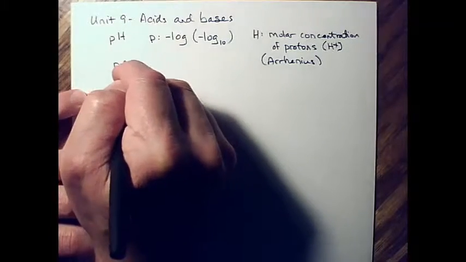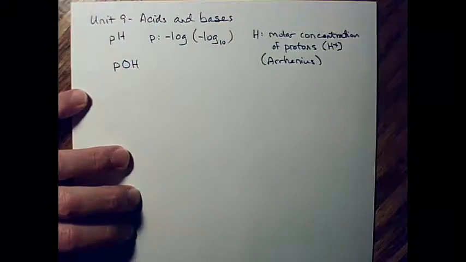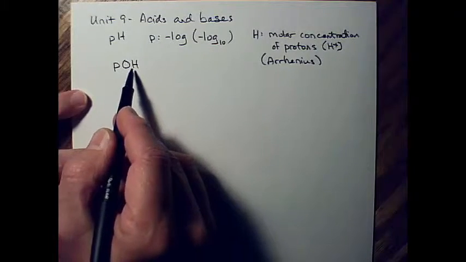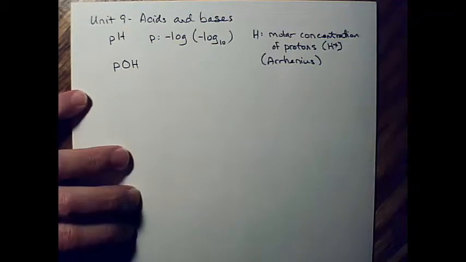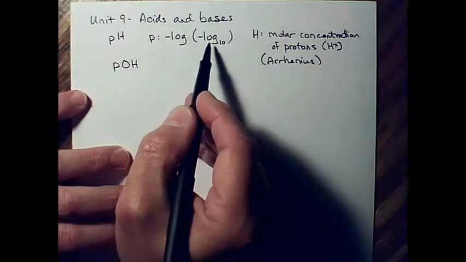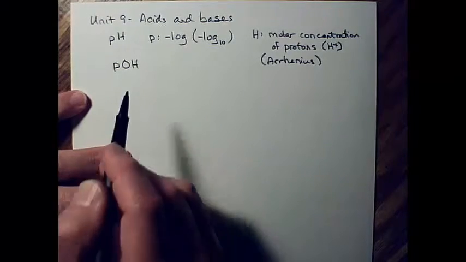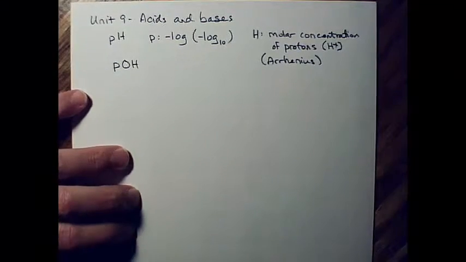What if I told you I wanted to know what the pOH is? What do you think that would mean? Negative logarithm of the molar concentration of hydroxide ions. P is negative logarithm. OH is hydroxide ions. And you're supposed to have memorized what the hydroxide ion is. It's OH negative, right?